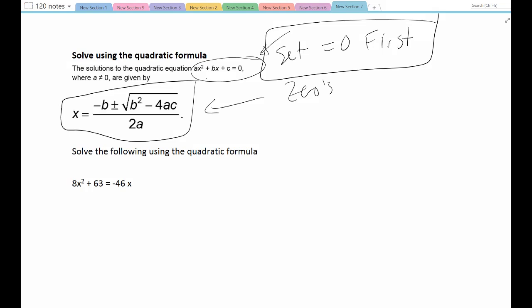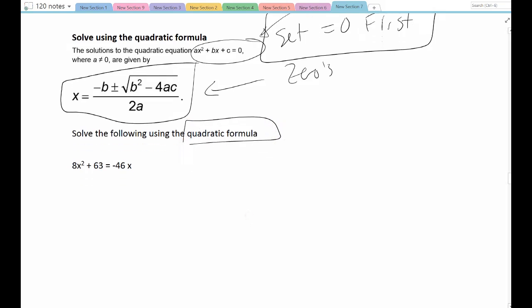My zeros for quadratics are always found by taking the opposite of the b, plus and minus, because there are two possibilities. It has to do with undoing the square. B squared minus 4ac, and that's all underneath the square root. And then it's that whole thing divided by twice the a term. Alright, so I'm going to solve the following using this quadratic formula.